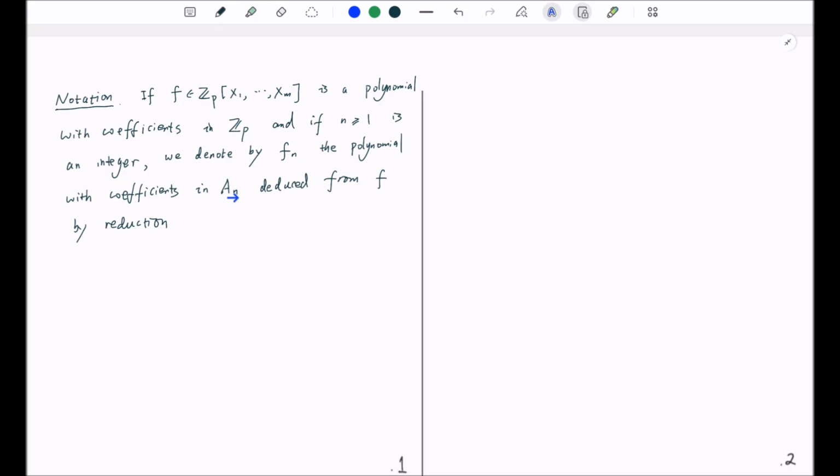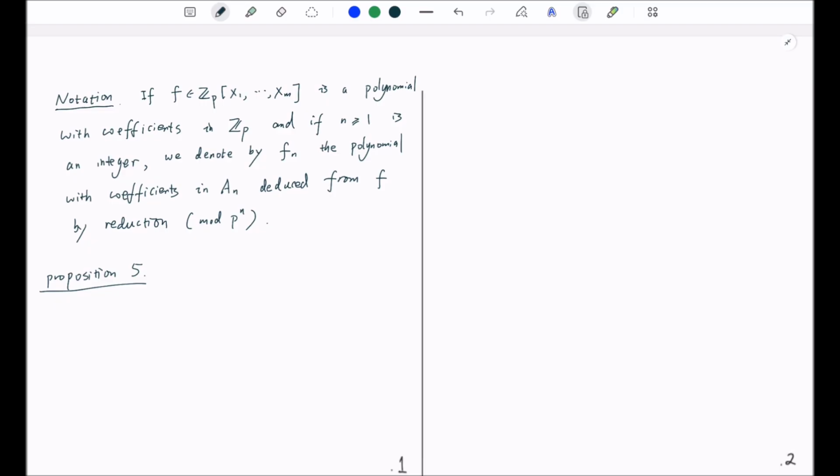Passing from Z_p to A_n, this is a reduction modulo p to the power n. So for a polynomial with coefficients in Z_p, we'll throw those coefficients into A_n, which is Z mod p^n Z. And the resulting polynomial will be denoted by f sub n. And now we can state our first proposition.